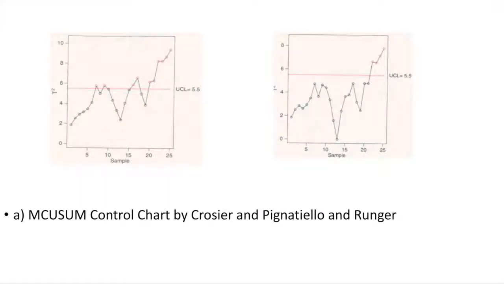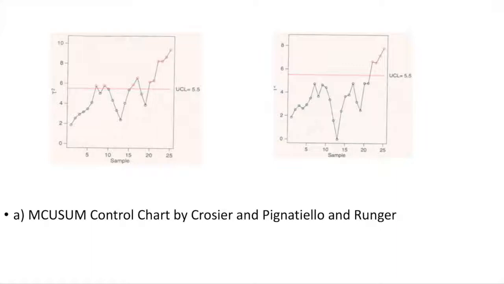So these are two charts made using different methods. The first one is made using the t statistics from the Crozier method, and the second one is from the Pignatello and Runger method. As we know, we have to calculate the t square maximum in both cases. The problem is, after calculating that for one, we have to do the same procedure for all the values again and again.